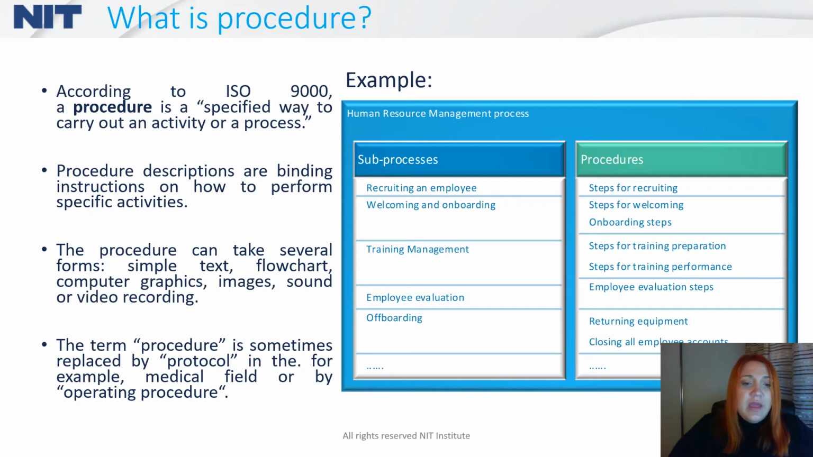Then in the employee evaluation sub-process, you have the steps for employee evaluation. For example, how, who, and when this evaluation will start. For offboarding, you have returning equipment, closing all employee accounts, and similar. You can see that basically sub-processes are only grouping the procedures which are really telling you what you need to do in order to successfully finish some kind of process.